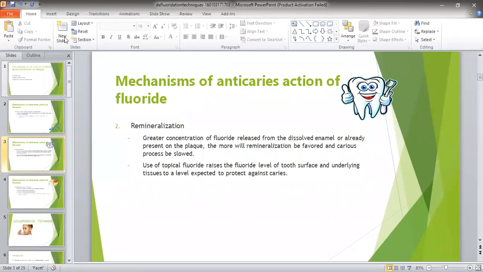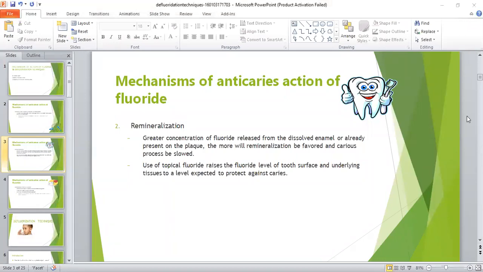Next, it will basically facilitate remineralization. So when fluoride is introduced into the oral cavity onto the tooth surface, and as I told you, when we give fluoride systemically, it will also secrete into the saliva. And when this fluoride that is present in the saliva gets incorporated into the tooth surface, it will facilitate and enhance remineralization.